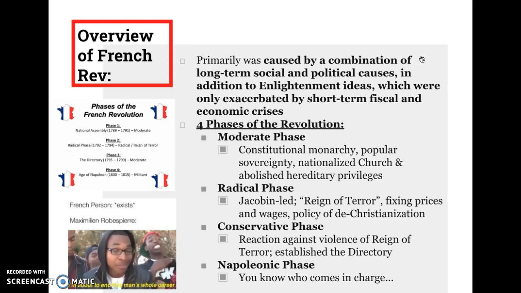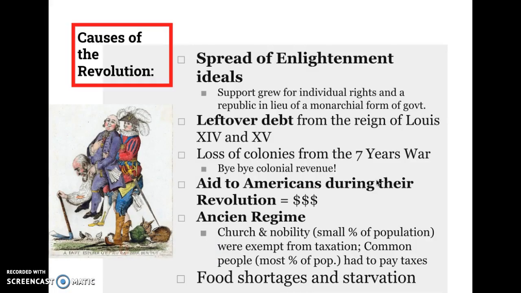There are 4 main phases to the French Revolution. The first phase is the moderate phase. Second phase is the radical phase. Third is the conservative phase, and then the fourth one is the Napoleonic phase. Today, I'm only going to focus on the first 3 because we're going to talk about Napoleon at a later date.